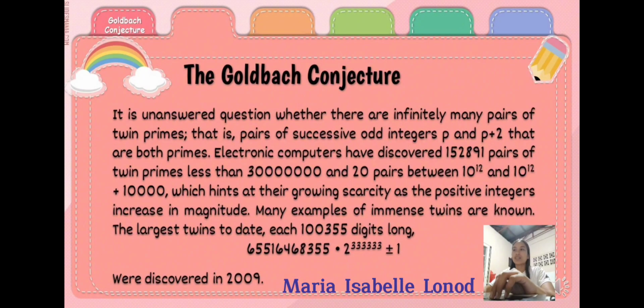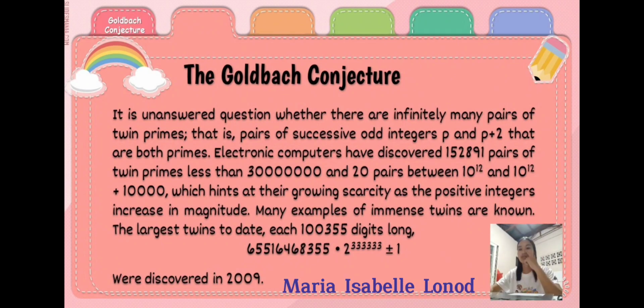The Goldbach Conjecture, so it is an unanswered question whether there are infinitely many pairs of twin primes. He is very curious about this, whether adding two prime numbers together always gives an even number, or whether it is just one situation where it happens. So with that, he discovered this theory.